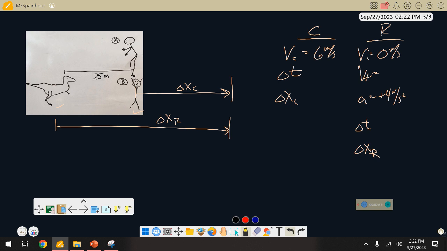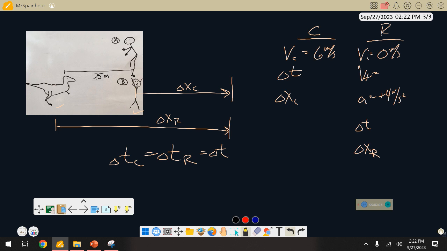Now, do they start at the same time? I would say yes. Do they end at the same time? Well, Chris isn't going to be moving, and neither is the Raptor, because Chris is being eaten by the Raptor. So yes, they're going to start at the same time, which means that the time of Chris is equal to the time of Raptor. So we'll just call that delta t. So it's just one variable instead of two.